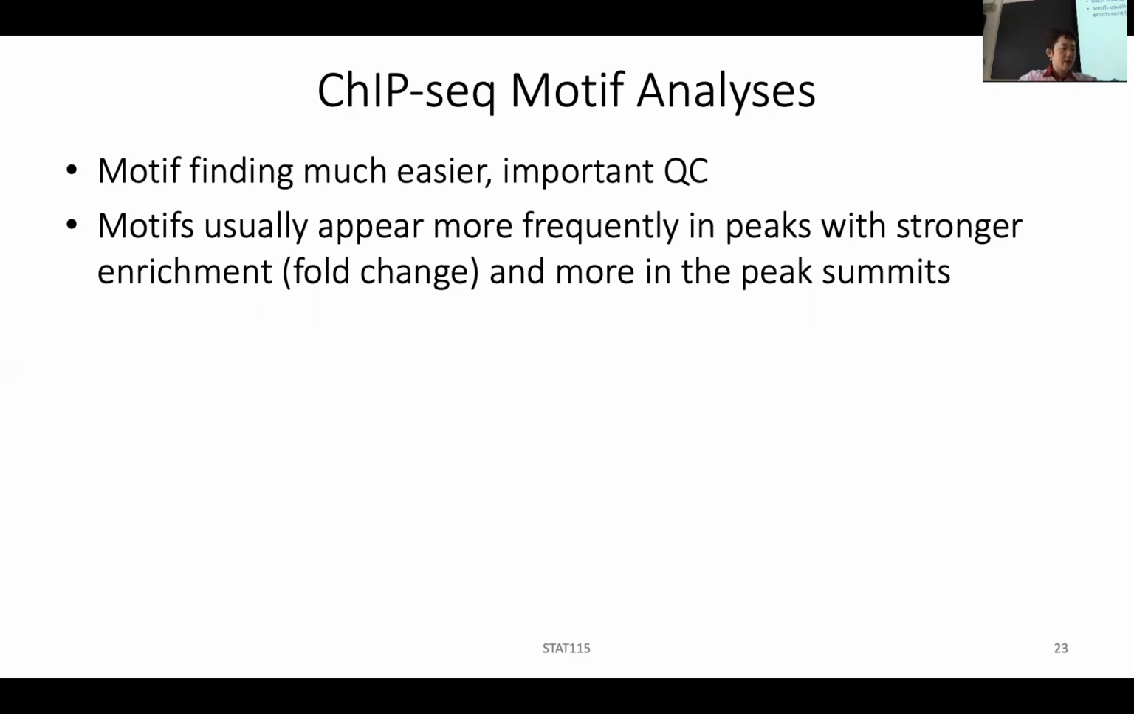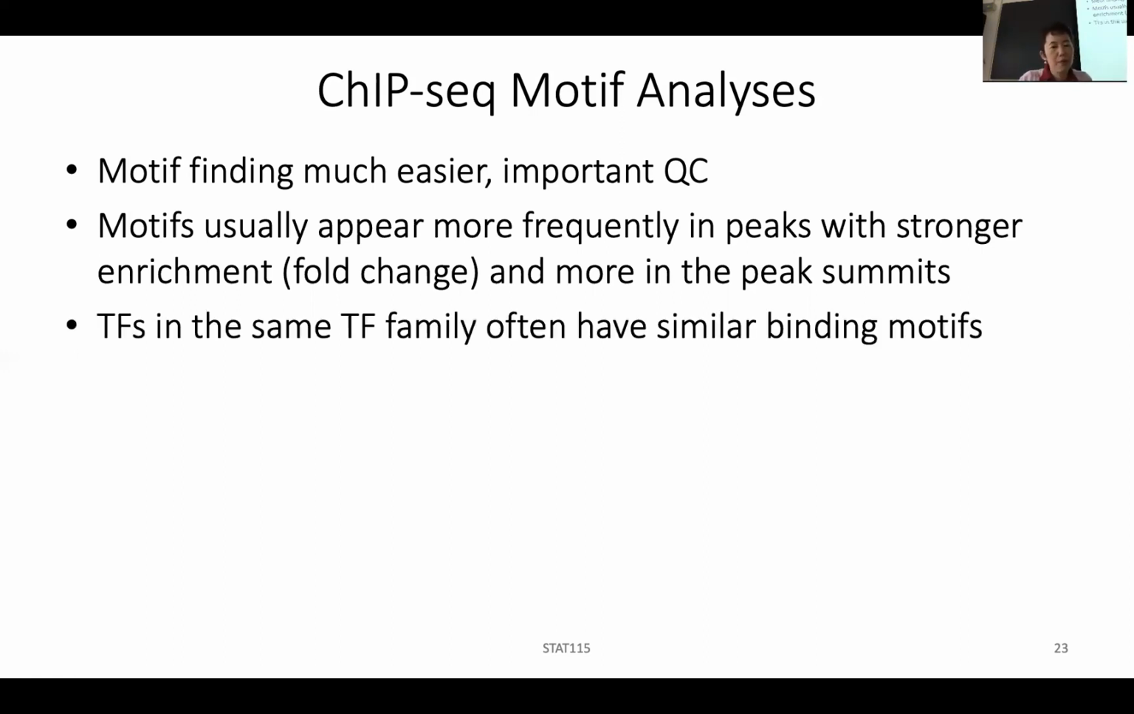In addition, remember your peak is like this; the motif should more likely appear in the middle compared to the sides, because the sides are just random garbage, right? The transcription factor is usually binding right at the peak. We use these two considerations to help us decide which motif is really good, and that tool is already in Cistrome.